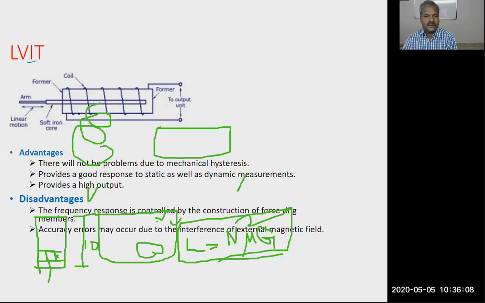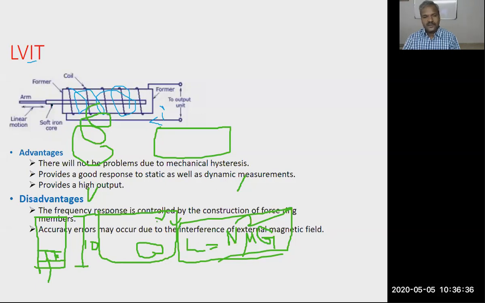So this is a coil. Current I is flowing inside the coil. The coil is wound over the former. There is a soft iron core placed inside the former. So the overlapping area of the iron core and the coil gives the output.